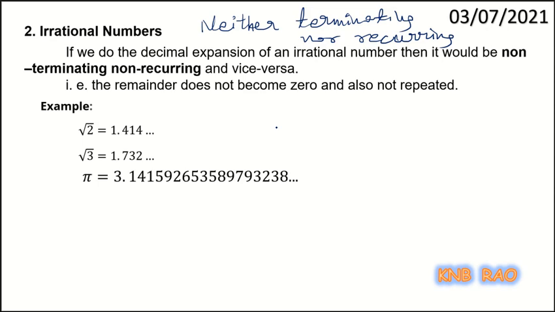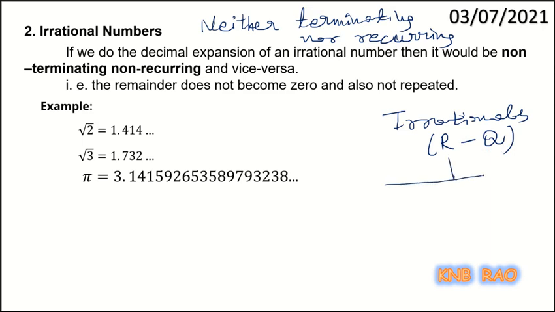Then these are irrational numbers, and remember children, irrational numbers are normally represented as R minus Q, which means subtract or remove all rational numbers from the real number set. Irrational numbers are subdivided into two types. One, surds.